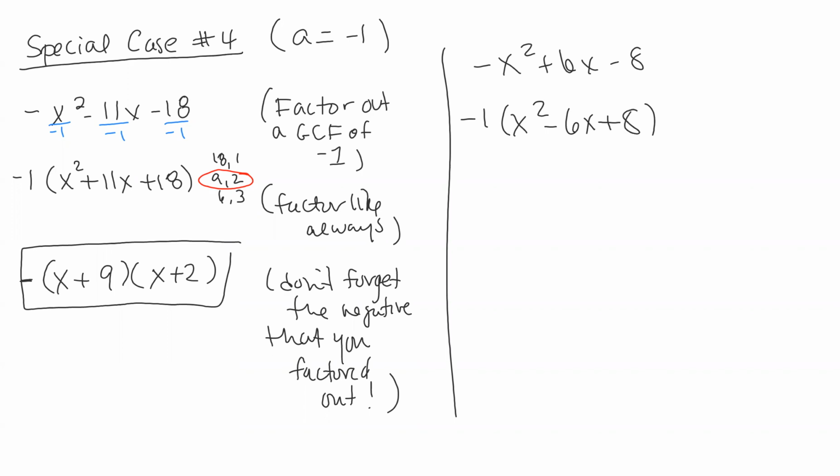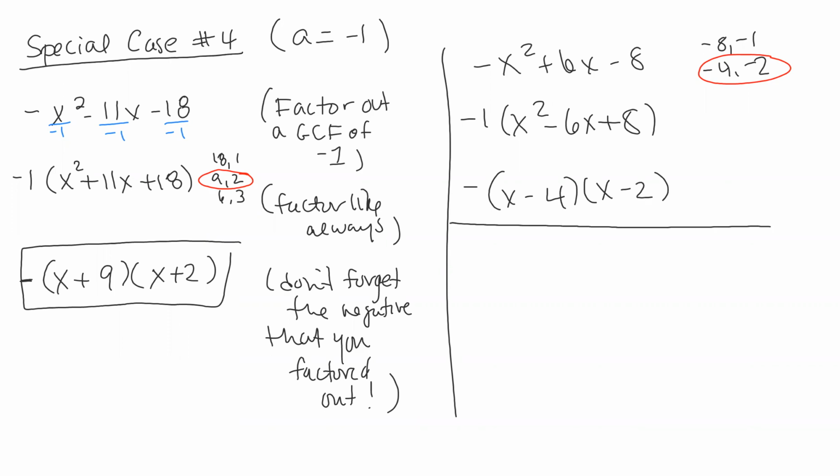So I factor like normal now. The stuff inside parentheses is good to go. I need factors of 8 that are both negative. So I could have -8 and -1, or -4 and -2. And it just so happens the -4 and the -2, that's the pair that adds up correctly. So I keep the negative, and then I start my 2 binomials with x, and then I throw in a -4 and a -2. So now let's go ahead and just check this one.